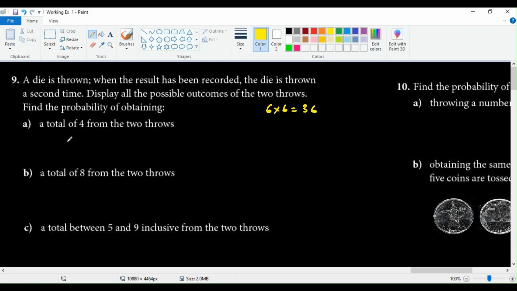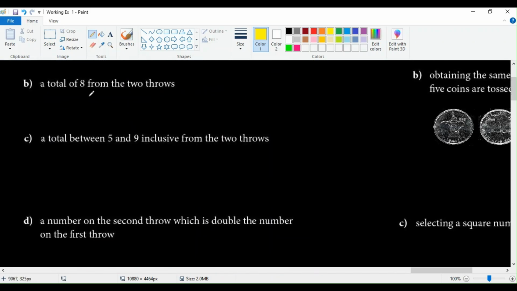So a total of 4, how can you get it? You can get it by 1 and 3. Second is 2 and 2. Then comes 3 and 1. So the count is equal to 3. That means 3 over 36, or we can say 1 over 12 is going to be the answer for this question.